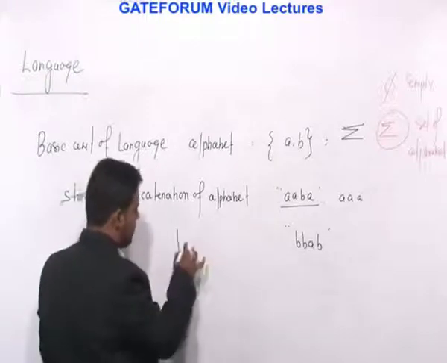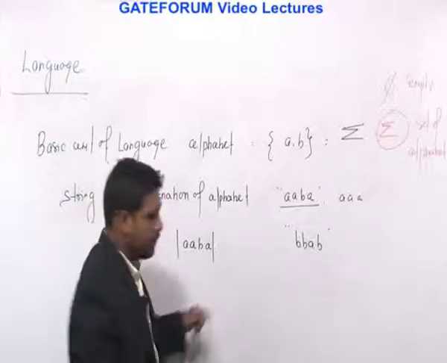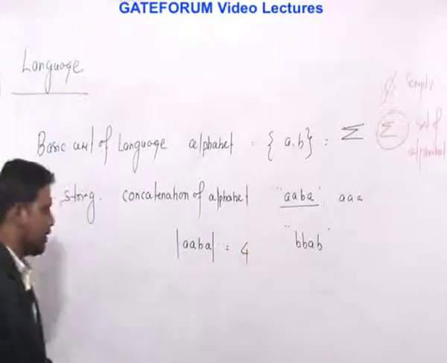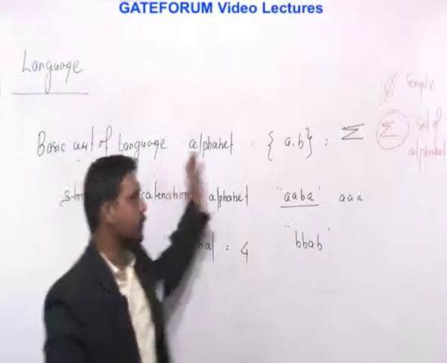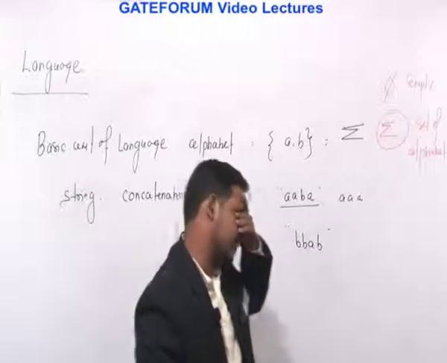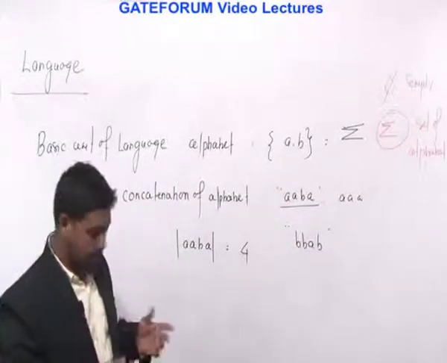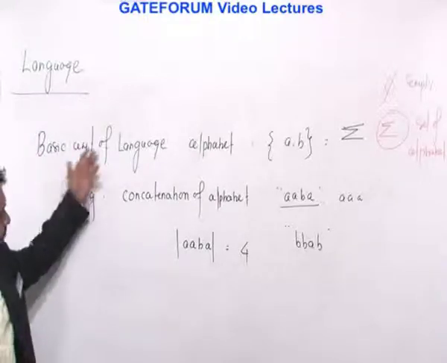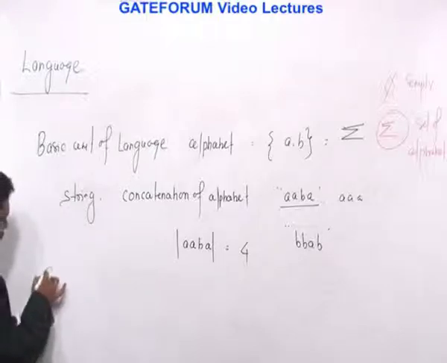Modulus, with the notation A, B, A: the length of the string is 4, very obvious. So a string is nothing but the concatenation of alphabet symbols. What is sigma? The set of alphabet. Phi is the null set or empty set. So we have alphabet and string.